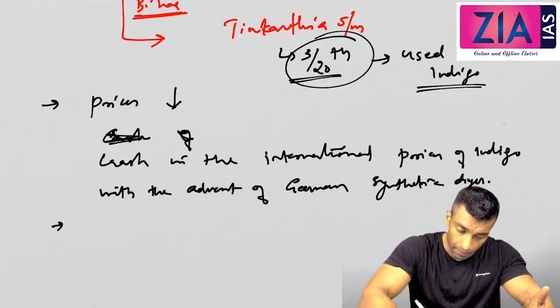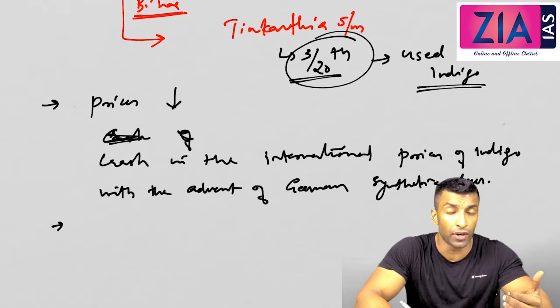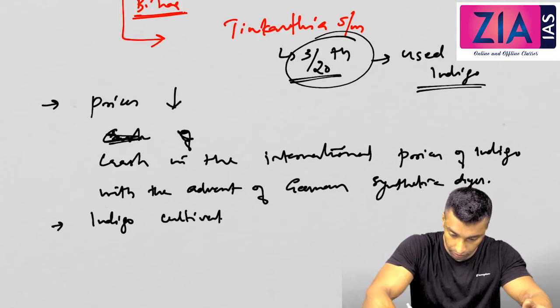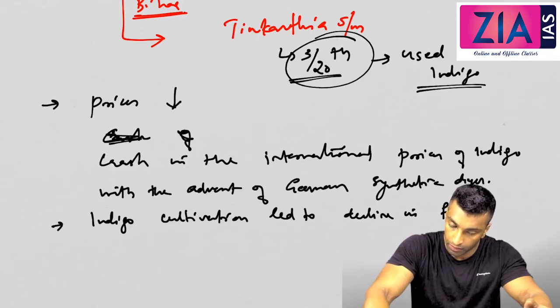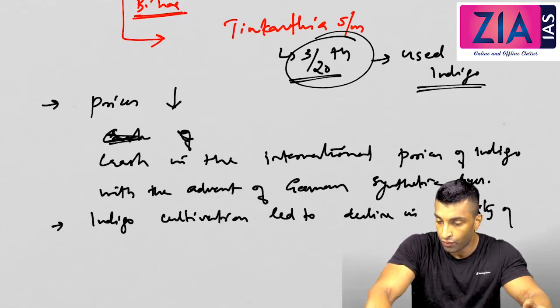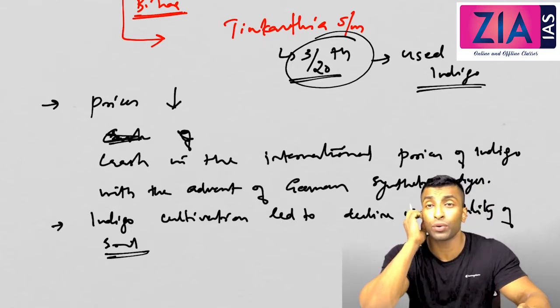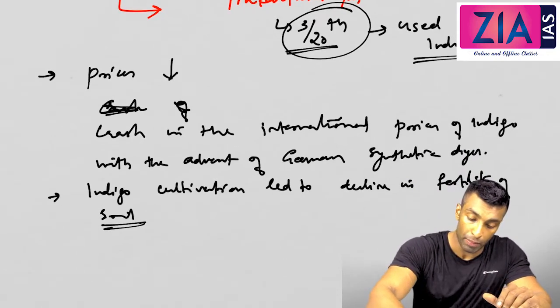Secondly, as I told you, the indigo cultivation will adversely affect the fertility of the soil. Okay, so indigo cultivation led to decline in fertility of soil. So that led to conflict between European planters and Indian peasants.